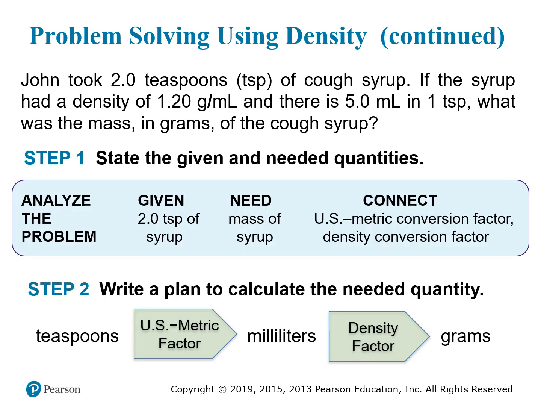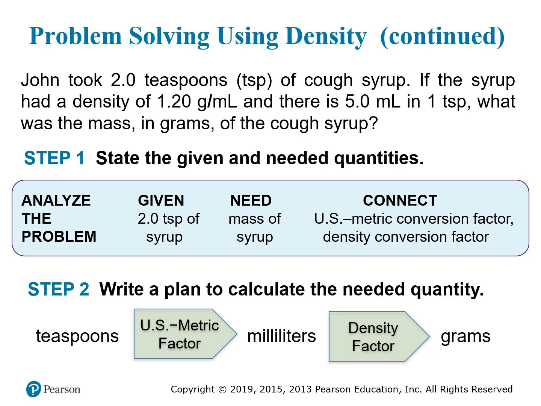So the first step, again, is to state the given and needed quantities. This is virtually always the first step that we take in a problem like this or in many other problems in this course. So we're given the volume of the syrup, right? We want to know what the mass of the syrup is. So in some way, we have to convert from volume to mass. That means we're going to need to use density.